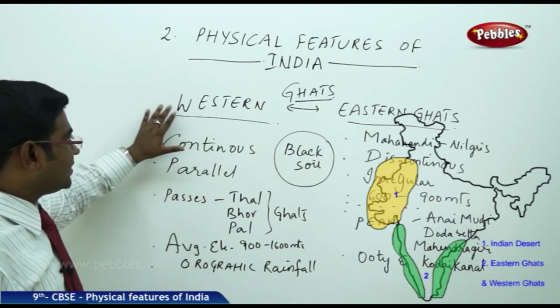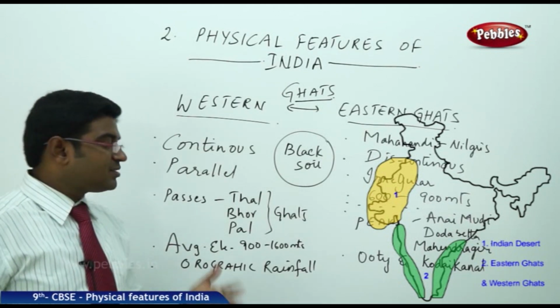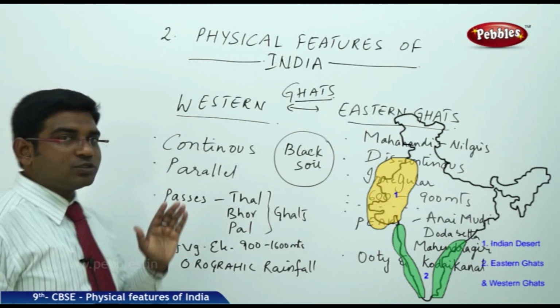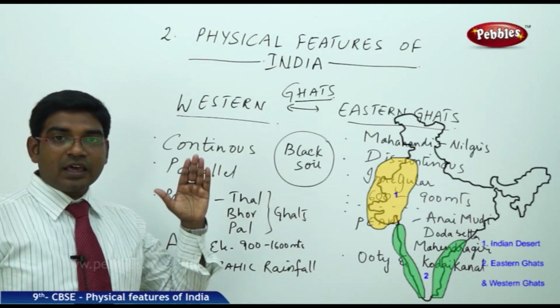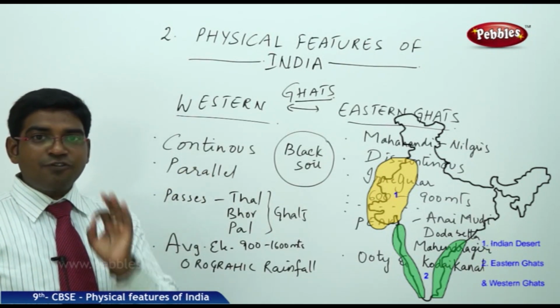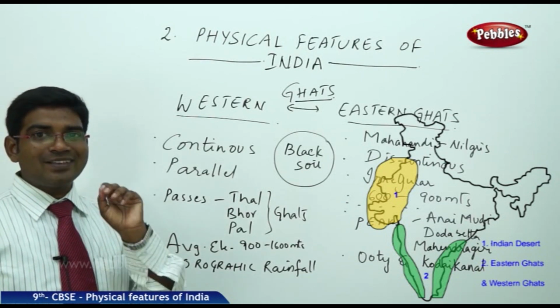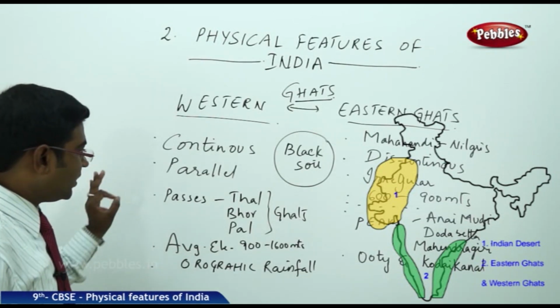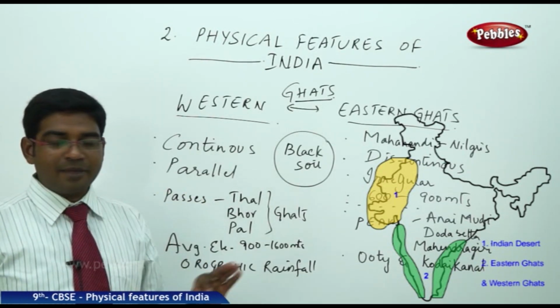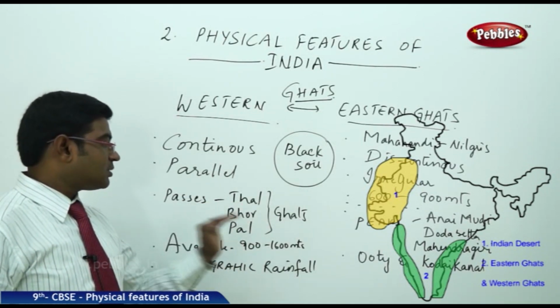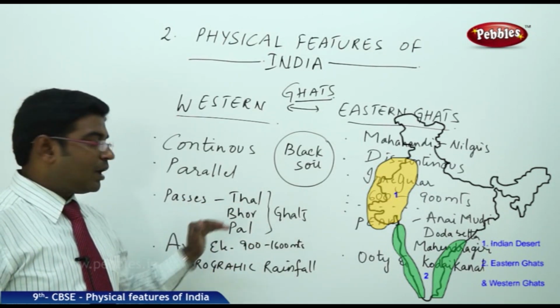Now let us discuss the Western Ghats. The Western Ghats run parallel to the western coast and they are continuous. At very few places we have small gaps, known as passes. There are only three passes or gaps: Thal Ghat, Bhor Ghat and Pal Ghat.